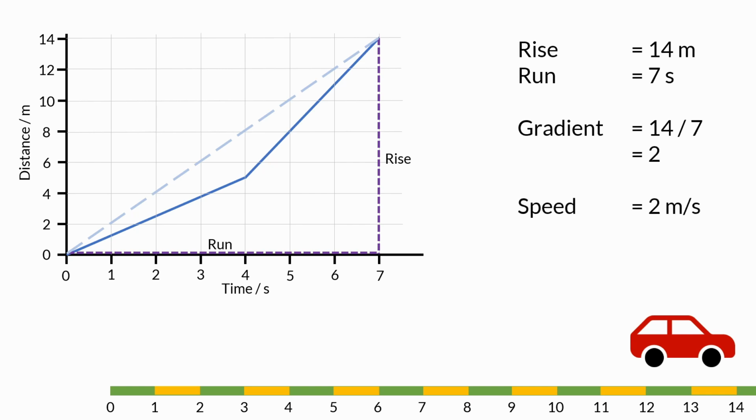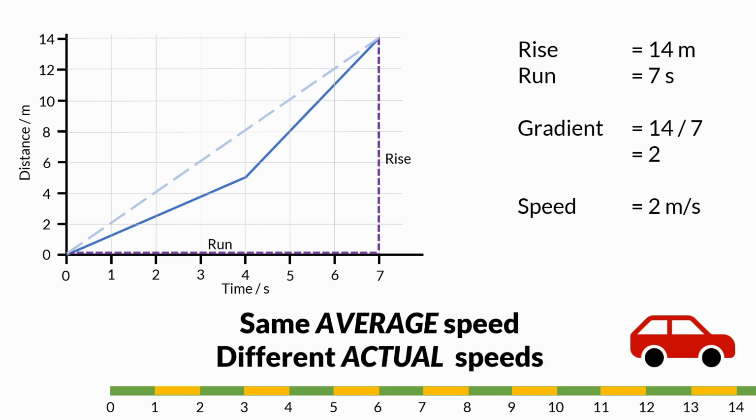The average speed is 2 meters per second because it's travelled 14 meters in 7 seconds. But at no point did the car actually travel at 2 meters per second. It had different actual speeds. And the graph allows us to work out what those speeds are. And we can do that by finding the gradient of each individual section.